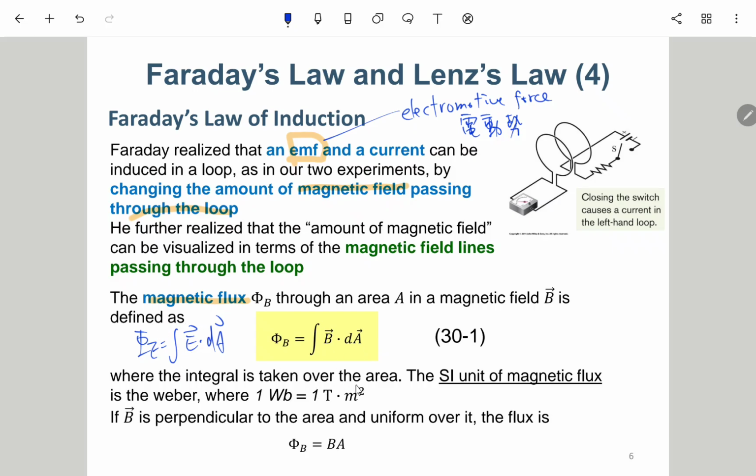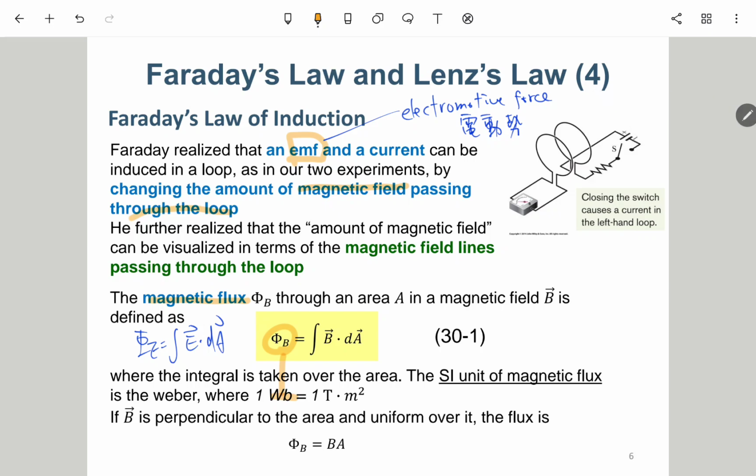The integral is taken over the area. The SI unit of magnetic flux is the Weber. This is actually Tesla times meter squared. B is in Tesla, area is in meter squared, so T times meter squared is actually Weber. If B is perpendicular to the area and uniform over it, then this integration becomes a product, just as what we had before.